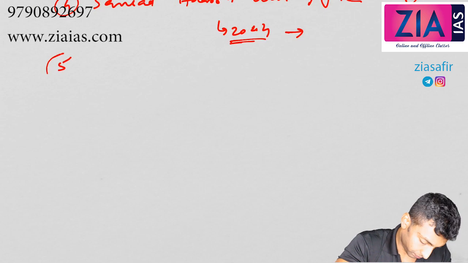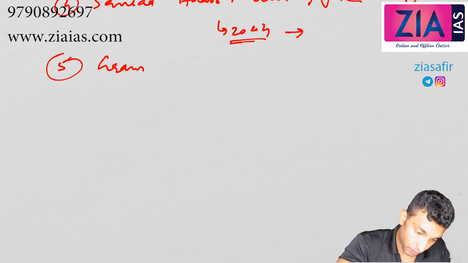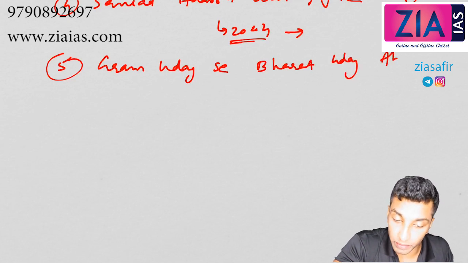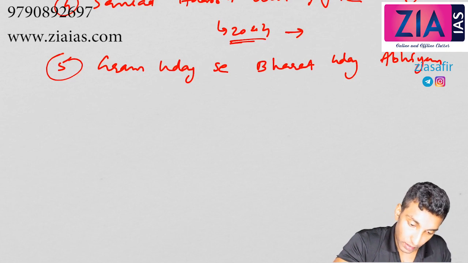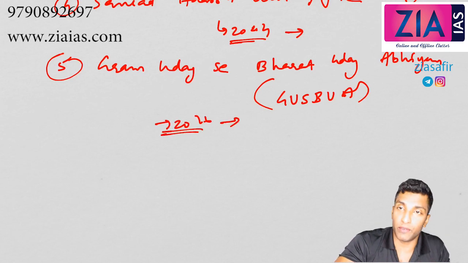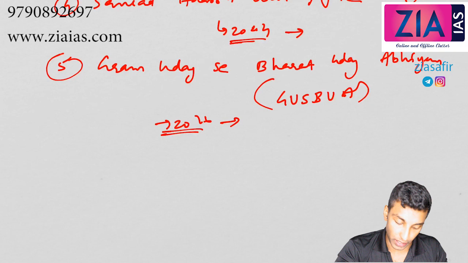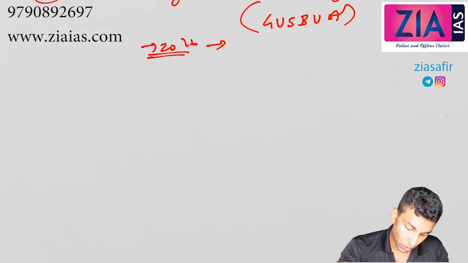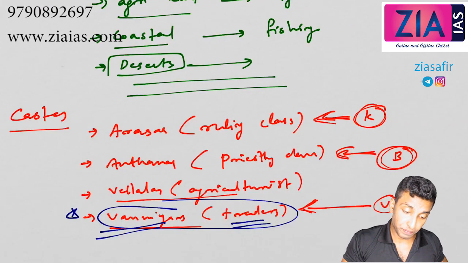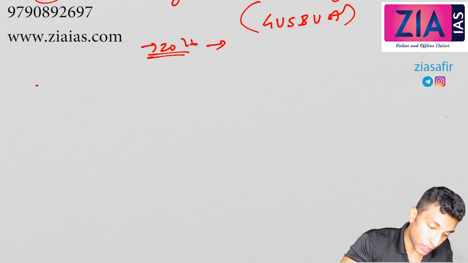Then the fifth one, Gram Uday Se Bharat Uday Abhiyan. It was initiated in 2016 on the birth anniversary of Dr. B.R. Ambedkar. The focus is on participation of people at the Panchayat level. Here also there is a holistic approach.